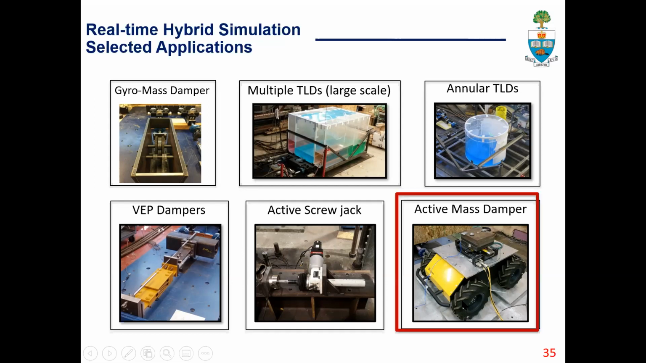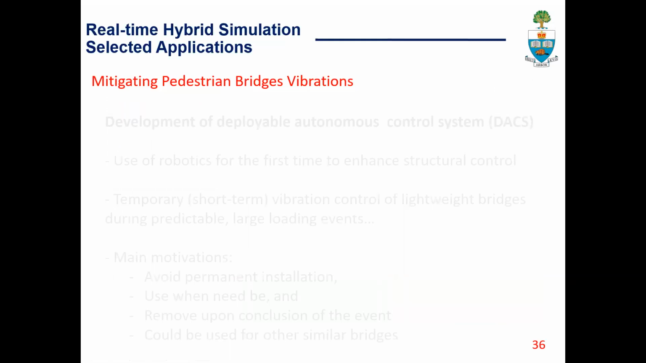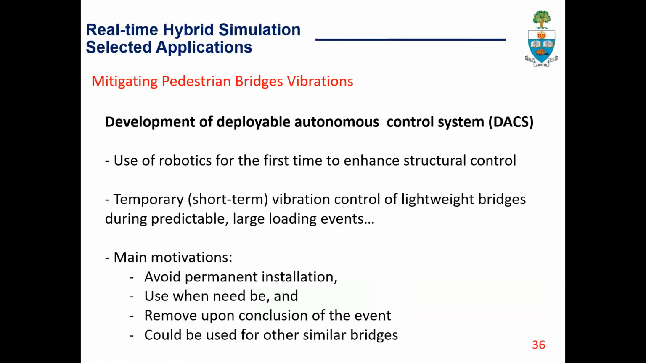And the last one is an active mass damper, which is the study that I want to talk about in a bit more detail. This study was a collaborative study with University of Waterloo with Professor Narasimha from University of Waterloo. We studied the development of a deployable autonomous control system. And this was the first use of robotics to enhance structural control. The idea is to provide temporary short-term vibration control for lightweight bridges.